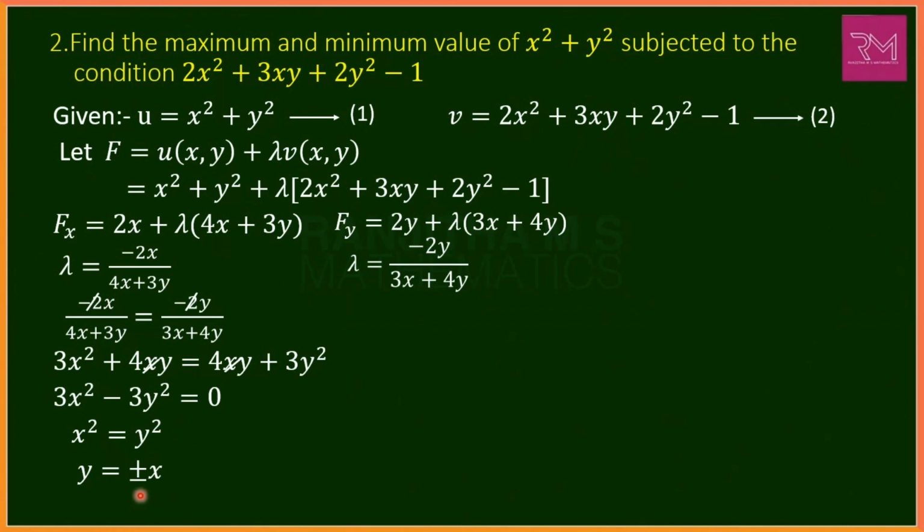In next step, what's the next step? We have to substitute this condition to the value of v, that is v is equal to 2x square plus 3xy plus 2y square minus 1. Let's see how to do. First take, if y is equal to plus x, then equation 2 becomes, here equation 2 is this 2x square plus 3xy plus 2y square minus 1.